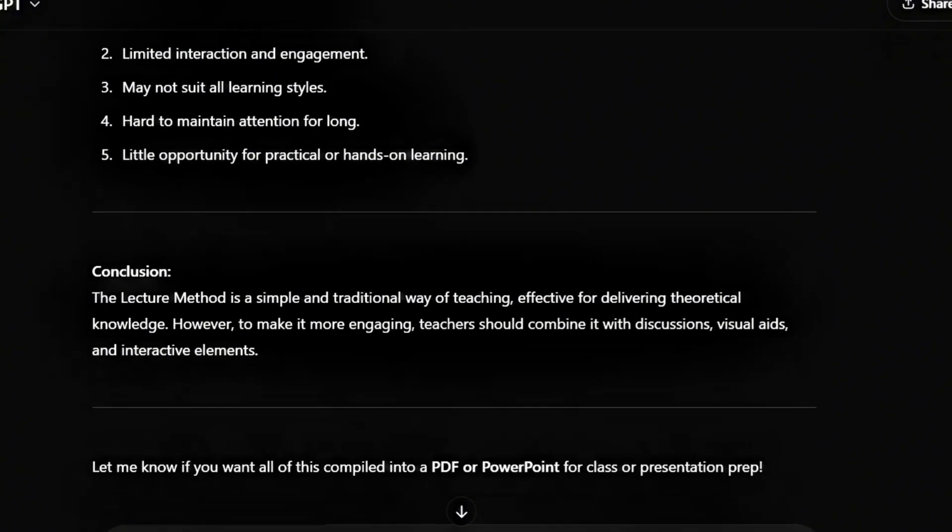Conclusion. The lecture method is a simple and traditional way of teaching, effective for delivering theoretical knowledge. However, to make it more engaging, teachers should combine it with discussions, visual aids, and interactive elements.